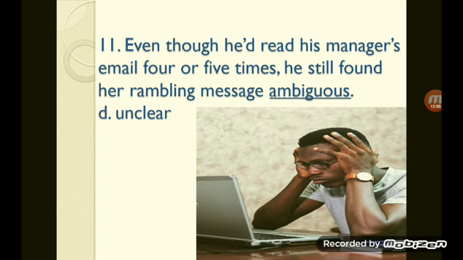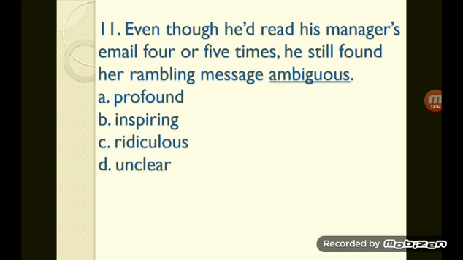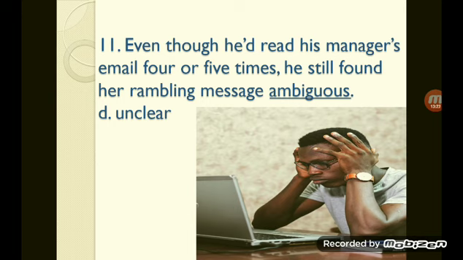Sentence number 11 is, even though he had read his manager's email 4 or 5 times, he still found her rambling message ambiguous. Rambling is when you go on speaking one thing after the other and move from one point to the other, and so that has made the manager's message ambiguous. So ambiguous here means unclear. He's not able to understand what she exactly wants him to do. So the email is ambiguous. The message is unclear.